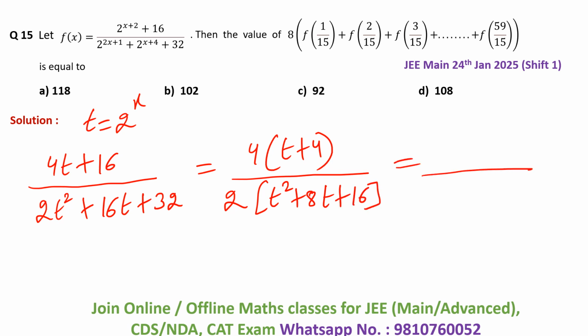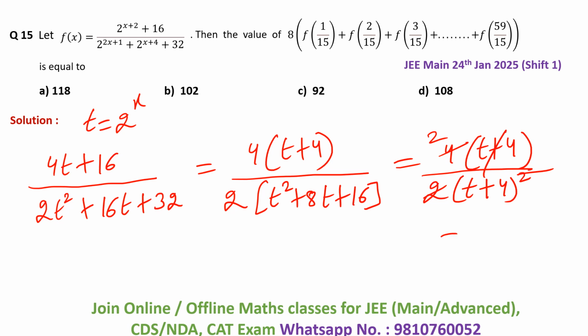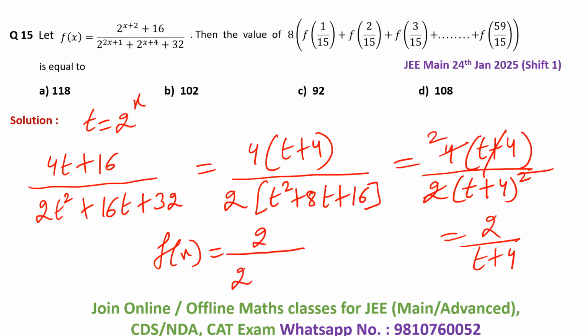Now in the denominator it is nothing but 2 times (t plus 4) whole square, and in the numerator it was 4 times (t plus 4). So (t plus 4) will cancel out and 2 will also cancel out, and we will be getting 2 upon (t plus 4). So just put the value of t equal to 2 power x again. So the value of f(x) becomes equal to 2 divided upon (2 power x plus 4). Fine. Now this is the simplest form of f(x).